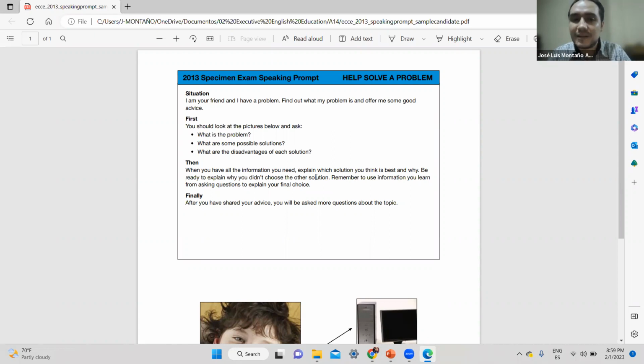You have to record the questions, and then afterwards, you are going to do the following. It says, when you have all the information you need, explain which solution you think is the best and why. Be ready to explain why you didn't choose the other solution. Remember to use information you learned from asking questions to explain your final choice. So you have to take notes, and you have to use what I'm telling you to give me a good answer. Let's try to work the first one, and I'm going to read this for you, and you are going to take notes.